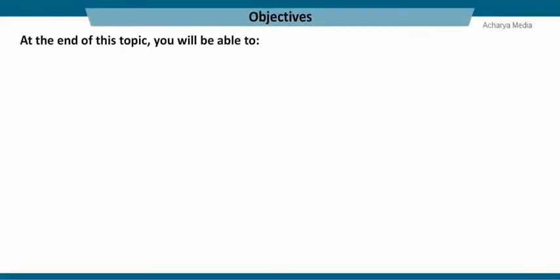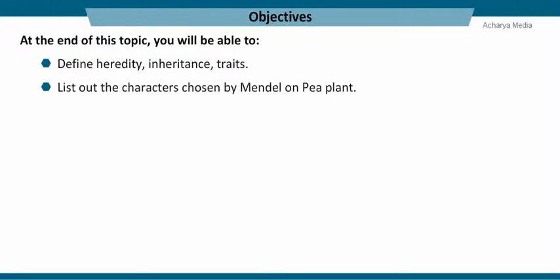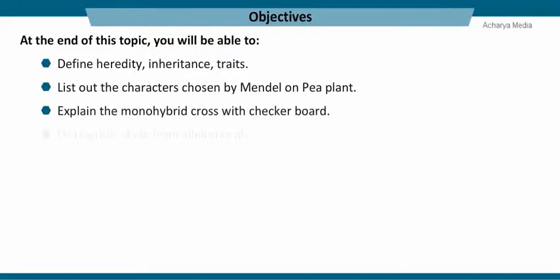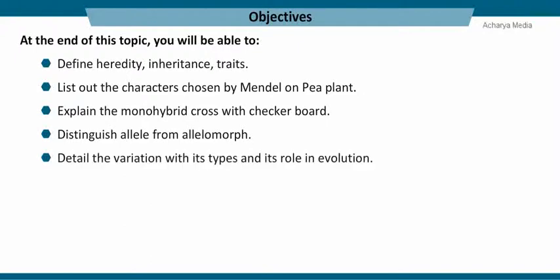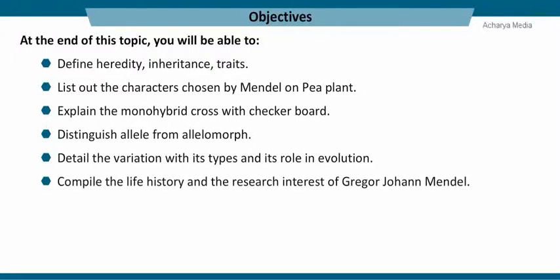At the end of this topic, you will be able to define heredity, inheritance, and traits; list out the characters chosen by Mendel on pea plant; explain the monohybrid cross with checkerboard; distinguish allele from allelomorph; detail the variation with its types and its role in evolution; and compile the life history and research interest of Gregor Johann Mendel.